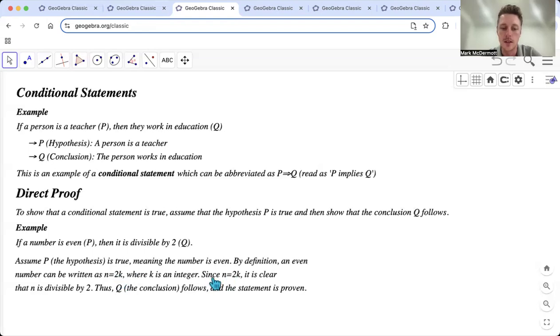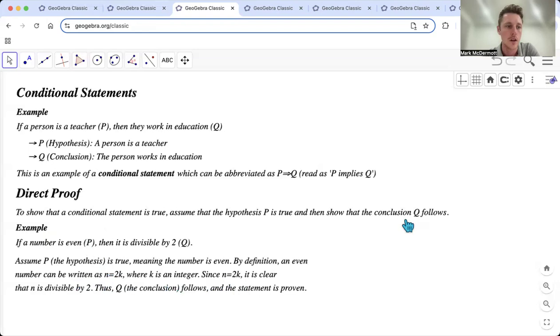So then what we can say, since n equals 2k, it is clear that n is divisible by 2, thus q, which is the conclusion, follows, and the statement is proven. So that is an example of a straightforward direct proof. Assume that the hypothesis is true, and then show that the conclusion follows logically from that.